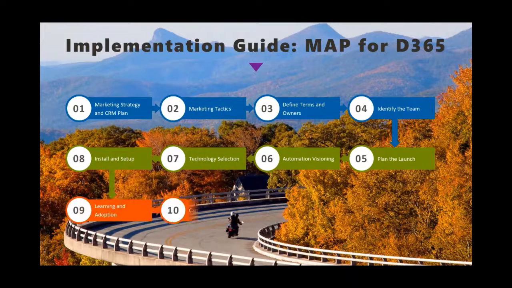So as you think about implementing a MAP, a marketing automation platform, on top of a customer relationship management solution like Dynamics, there's a lot of steps to think about. So this slide, 11 steps that we're going to go through today, look, each one of these could easily be a full day seminar or a month or more long process getting it implemented and moving forward.